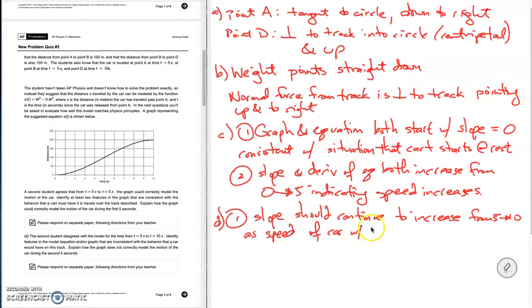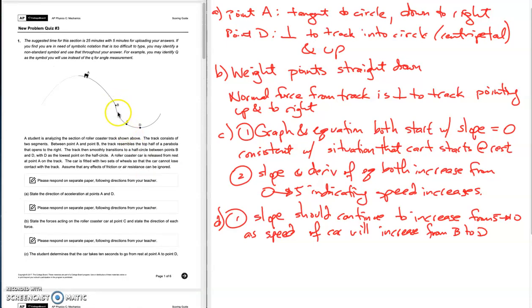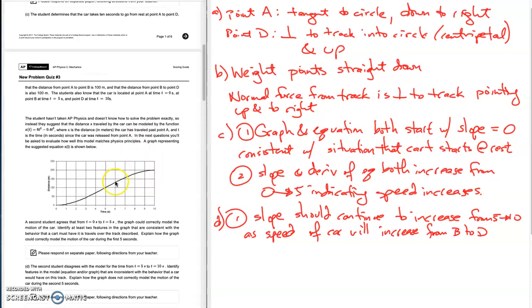will increase from B to D. Here, let me scroll back up. The car is still going down from B to D. It's still going from having potential energy to having kinetic energy, so the velocity is still going to be increasing more. And the graph should reflect that. The graph instead is concave down, indicating the slope of the graph is decreasing, which means the speed is decreasing, and that's not how a cart would behave on that track.